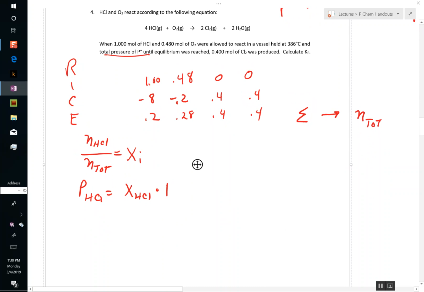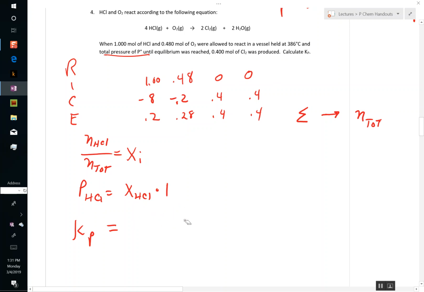Oh, I see. Okay, I can see where you might be. That's going to give you your KP at this 386 degrees centigrade, isn't it? Wait, how is that giving us our KP? Well, KP is going to be, or Q. The K at 386 degrees is going to be your partial pressure of HCl divided by 1 squared. No, wait a minute.